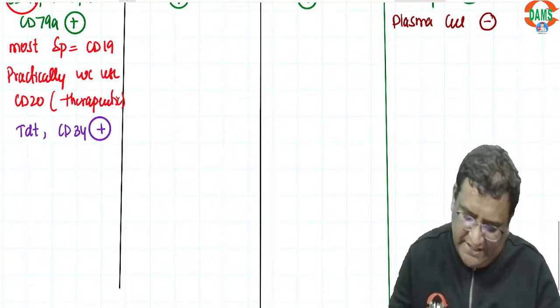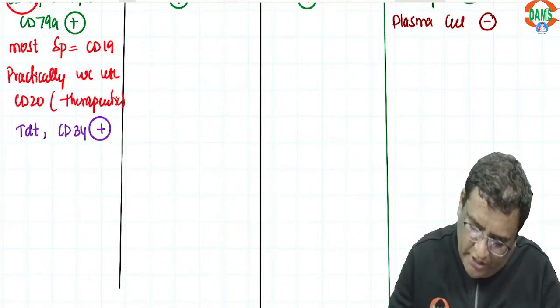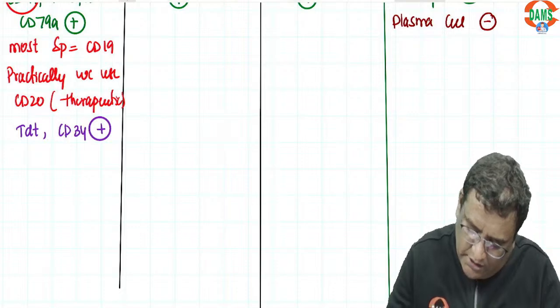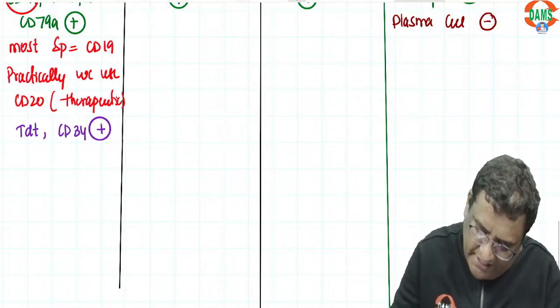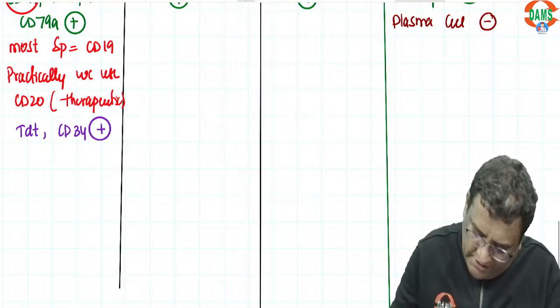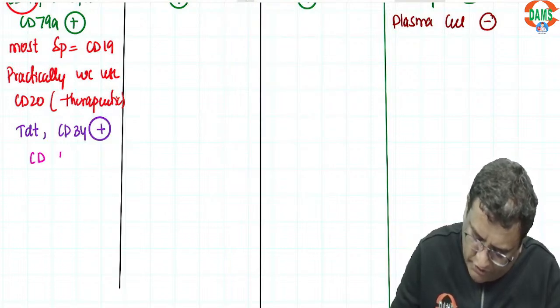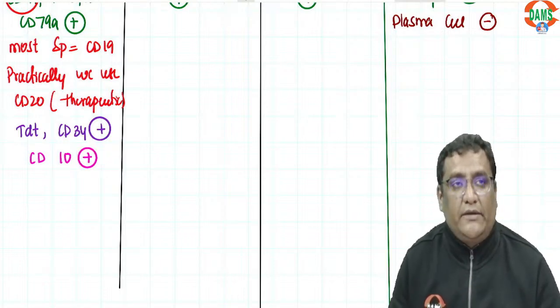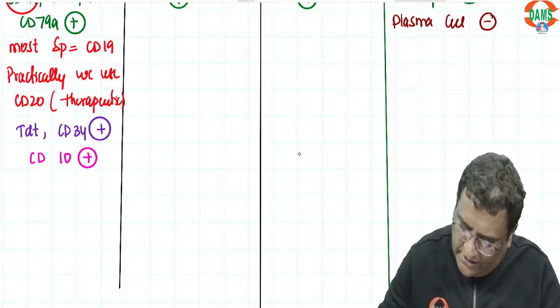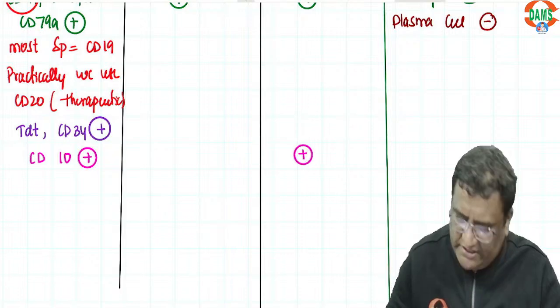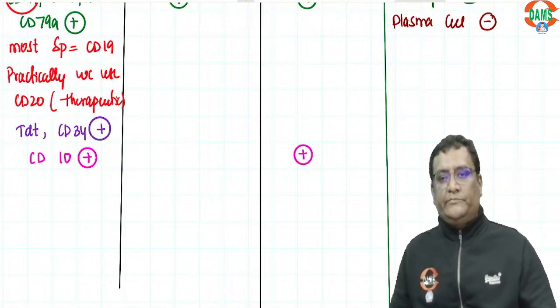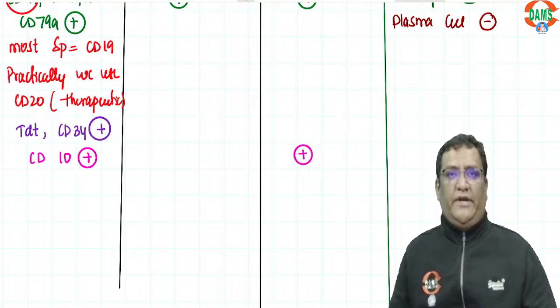Now, next is CD10. Anybody remember where we studied CD10? CD10 was also expressed in what? It is positive in precursor T and also positive in precursor B. In addition, it is also positive in germinal center B.